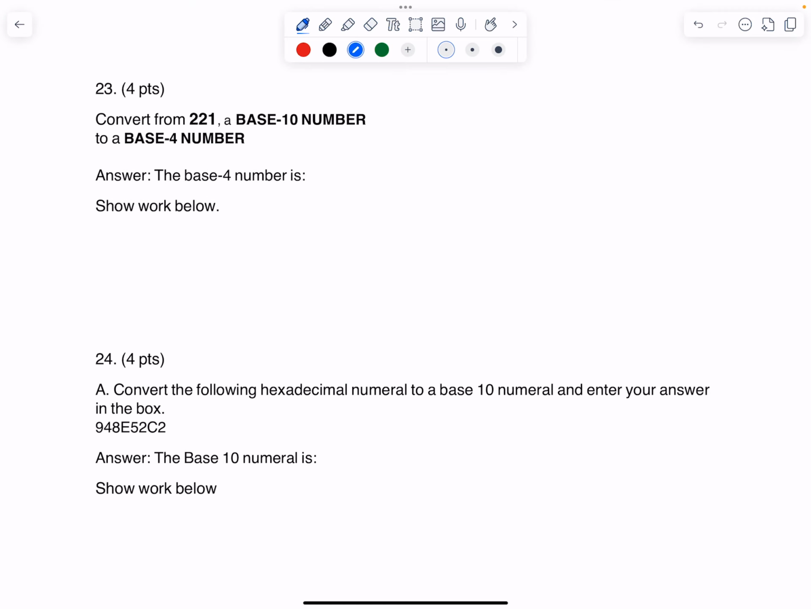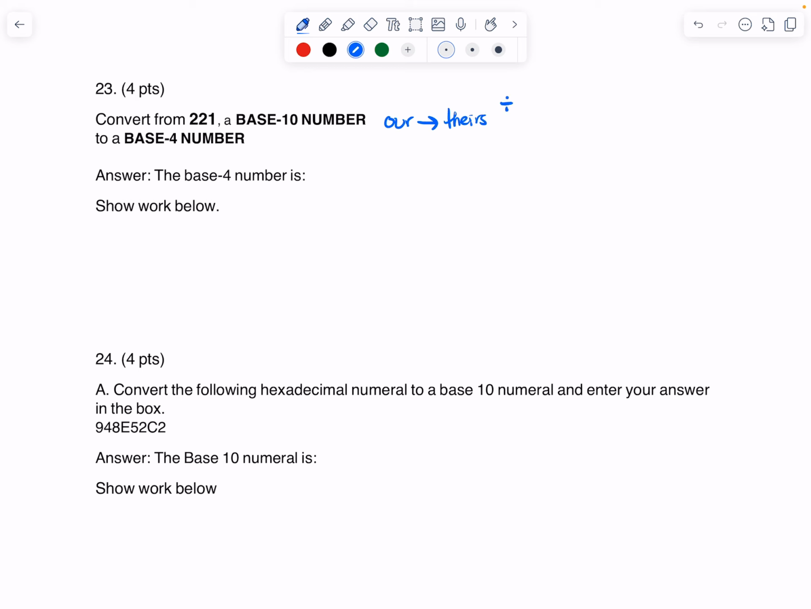Alright, so this is the last video going over the extra practice paper unit review for test number 1. And this is number 23. Convert 221, a base 10 numeral, to a base 4 number. So I'm going from our system to theirs, and we know we have to divide.